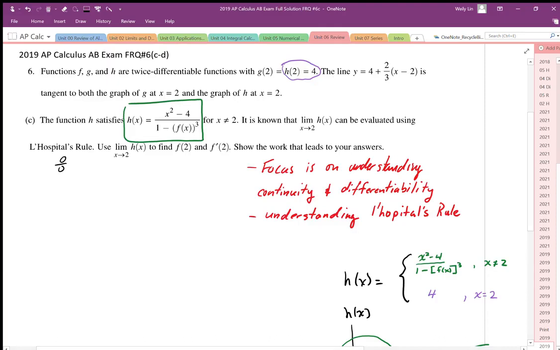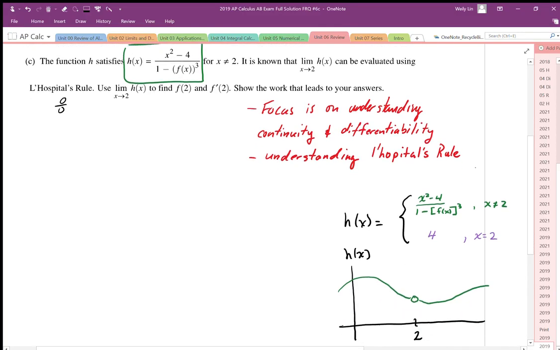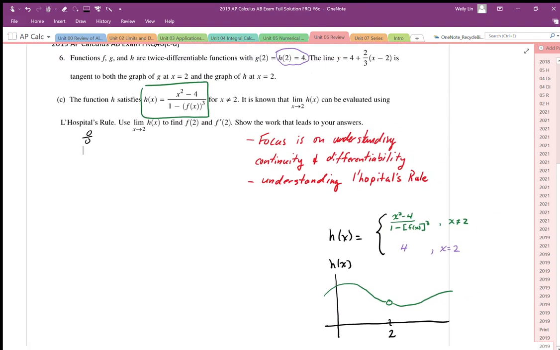So first of all, we want to define this function. We want to have an idea what this h function is doing. Now, I've drawn here h as a piecewise function because it's going to be defined in two parts, when x is not equal to 2 and when x is equal to 2. So I've defined it in parts here.